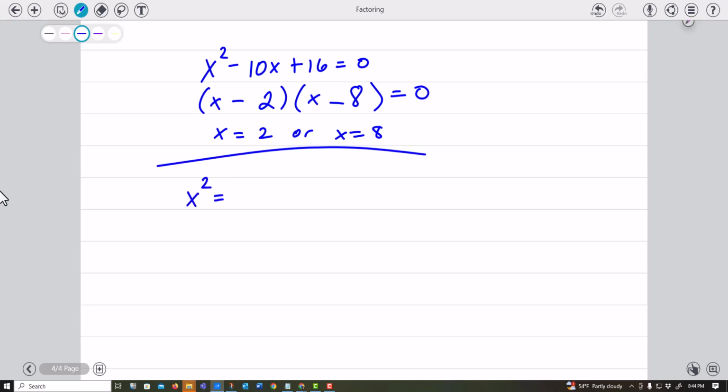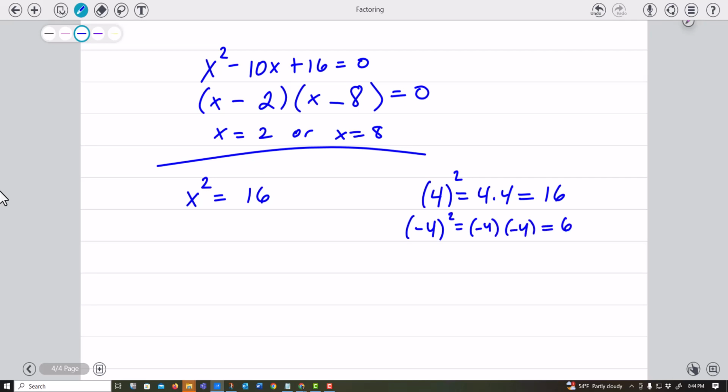Also, if you have something like this, whenever you take the square root, think about it. Couldn't 4 squared, which is 4 times 4 equals 16, but couldn't also negative 4 squared, negative 4 times negative 4 equals 16? So when we solve for a square, we square root both sides, and we do the plus and minus of that square root. And so that's where we would get negative 4 or a plus 4.